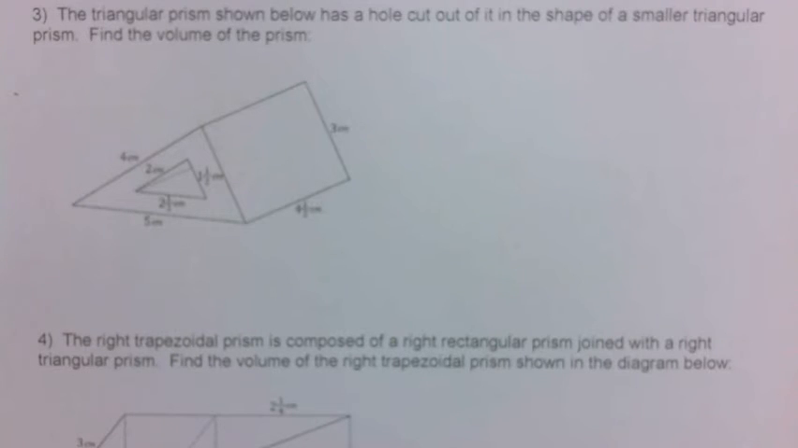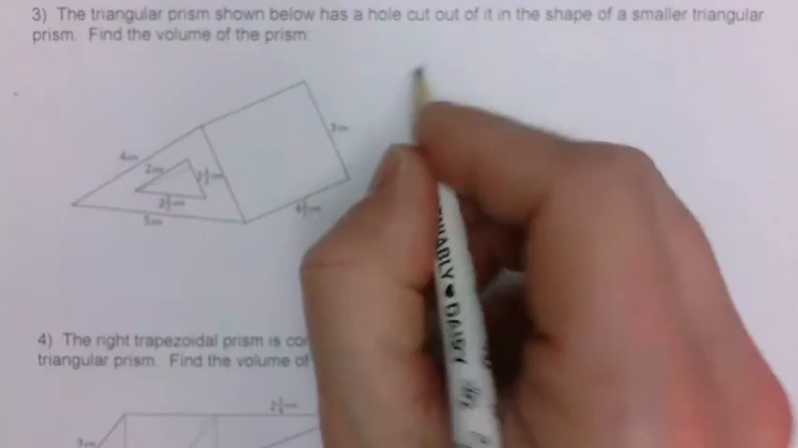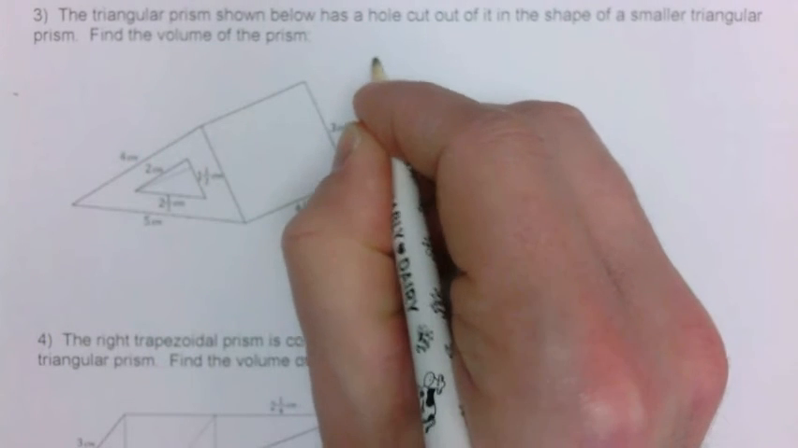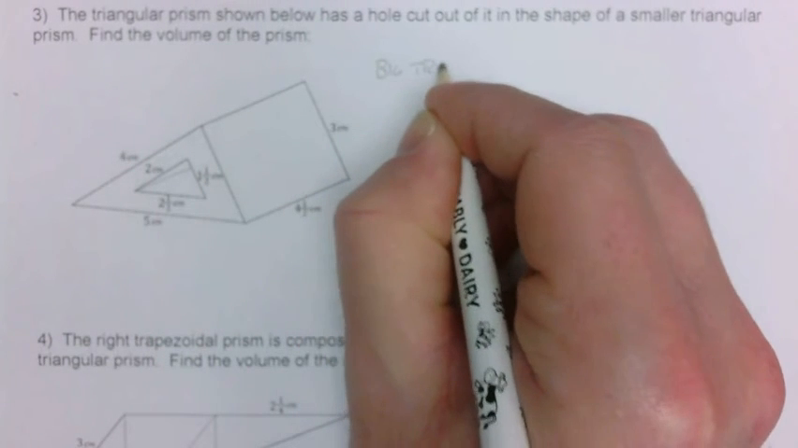In our next example, we have a triangular prism, and it has a hole cut out of it that's also in the shape of a smaller triangular prism. They want us to figure out what the volume of the big triangular prism would be once we cut out that hole. All right, so we're going to start by finding the volume of the big triangular prism.